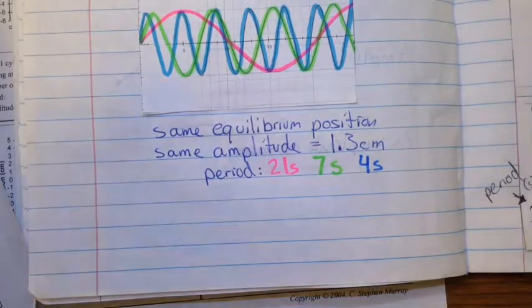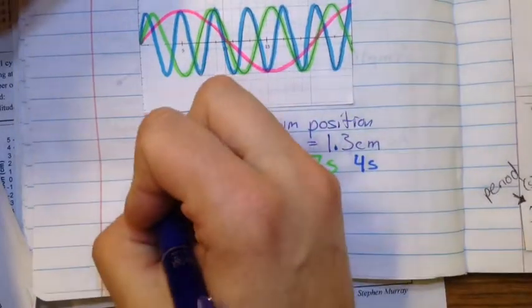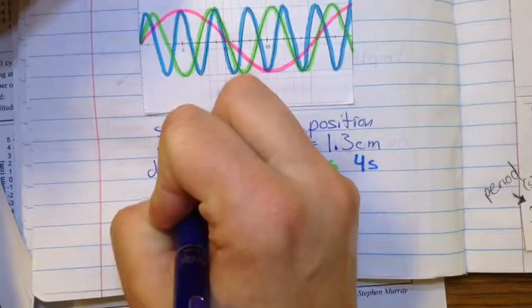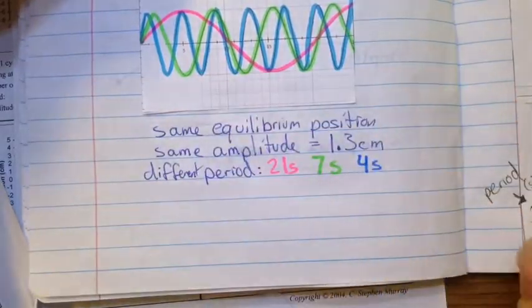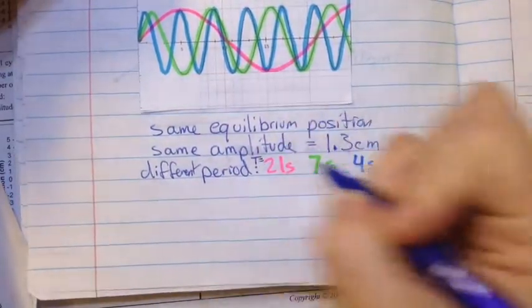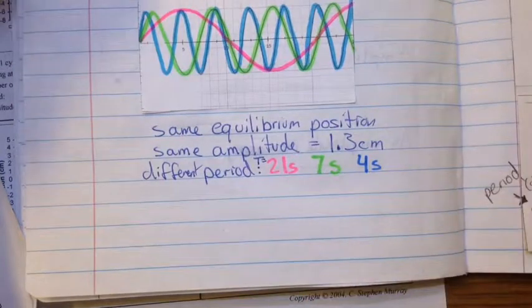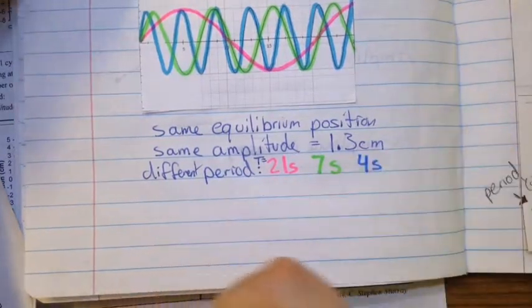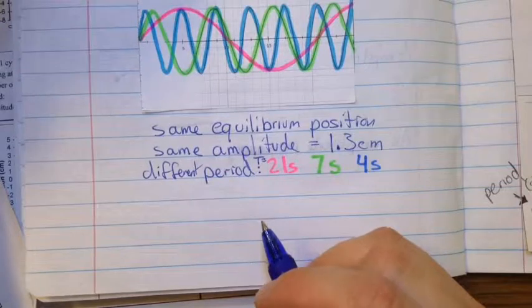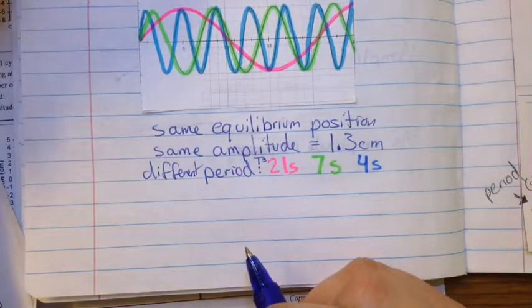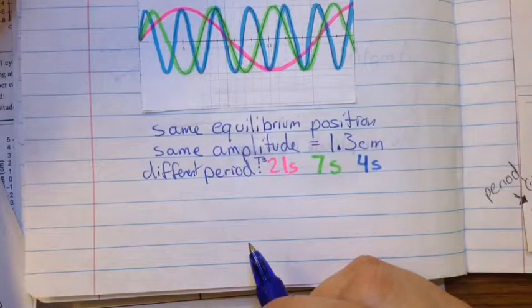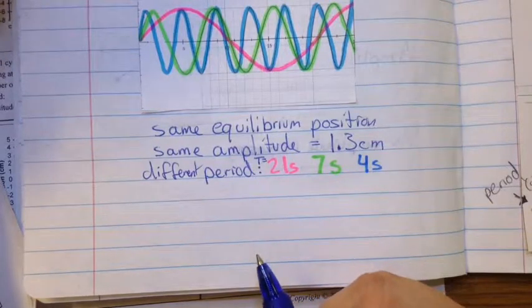Are they the same or are they different? Different. Okay, they each have a different period. T equals 21, 7, and 4. What about their frequencies? Are their frequencies going to be the same or different?